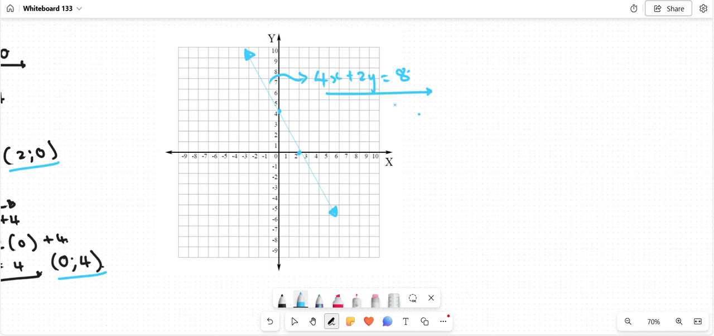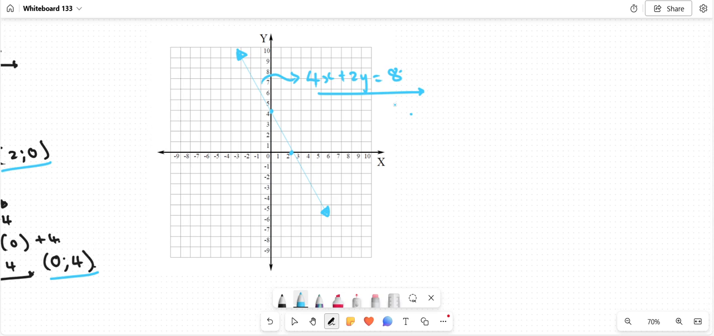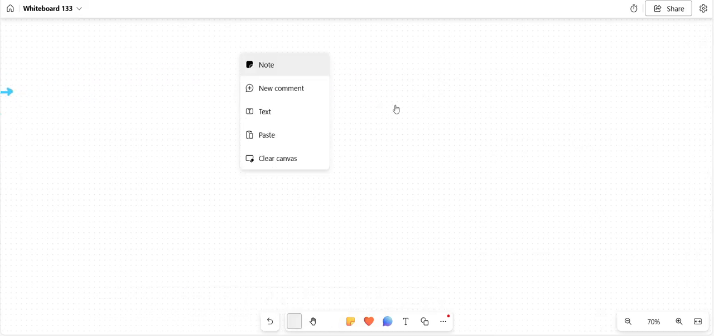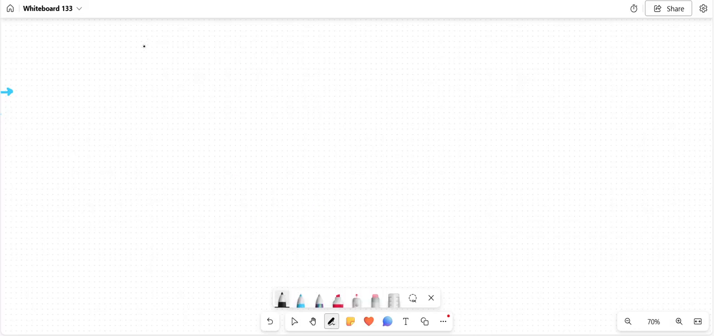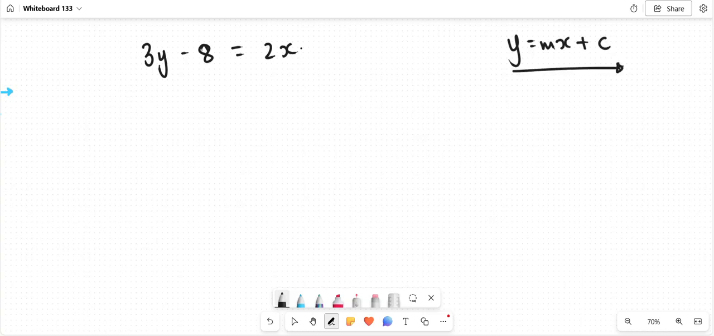So maybe let me do 2 more examples on how we get these equations to look like standard form, and then we'll end off this video. So let's take a couple of equations and look at how we would change these to standard form. So what if we have 3y minus 8 equal to 2x? Standard form, remember, is y is equal to mx plus c. So we need it to look like that.